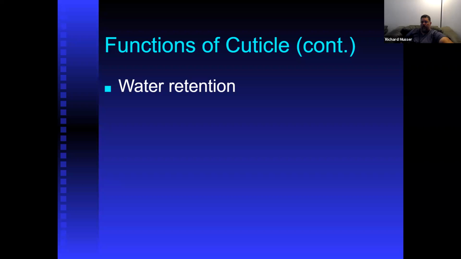And again, a cuticle is very important for water retention. We don't, as an insect, want to become desiccated easily. To be able to walk around, take advantage of land resources and be terrestrial, you have to be able to retain water, or your metabolism doesn't work and your cells dry out and so forth.